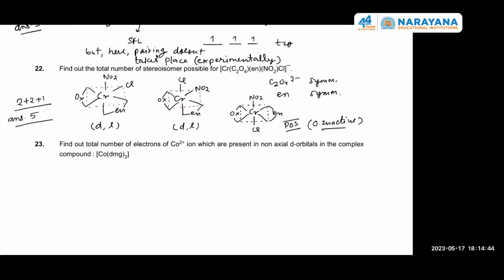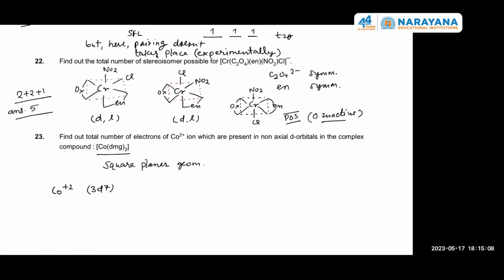Okay, fine. See the explanation. We have a complex Co(DMG)2, which has a square planar geometry. Overall cobalt is +2, so it has a 3d7 configuration. In the case of that 3d7, the distribution of the electrons will be like this: dxz, dyz, dz square, dxy, and dx square minus y square. This is the arrangement of the orbitals.